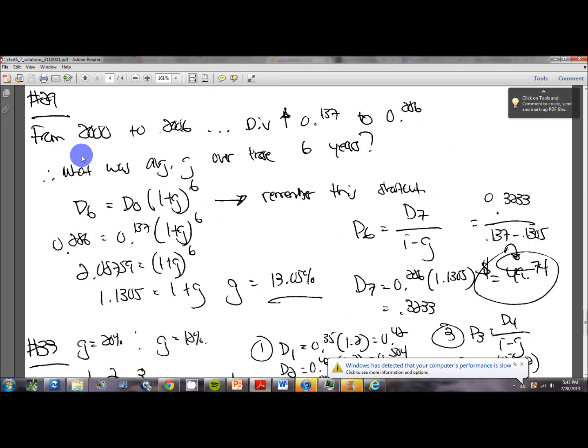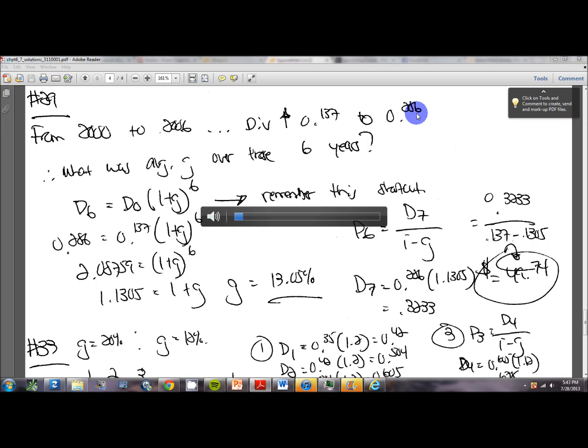If you read through this problem, what you see is that from 2000 to 2006, the dividends of this company increased from just under 14 cents, 13.7 cents, to 28.6 cents. So that was the total.